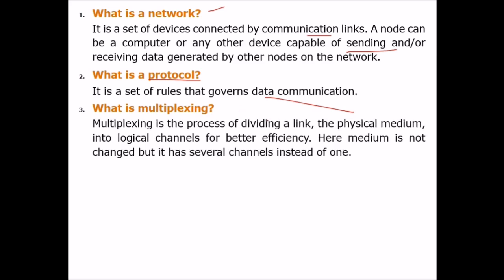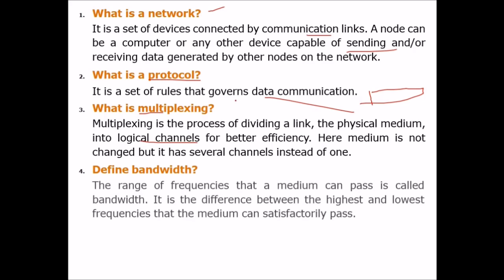What is multiplexing? Multiplexing is the process of dividing a link, the physical medium, into logical channels for better efficiency. The physical medium is divided in such a way that you have better efficiency. So here the medium is not changed, but it has several channels instead of one. That is why we have this "multi" word here.